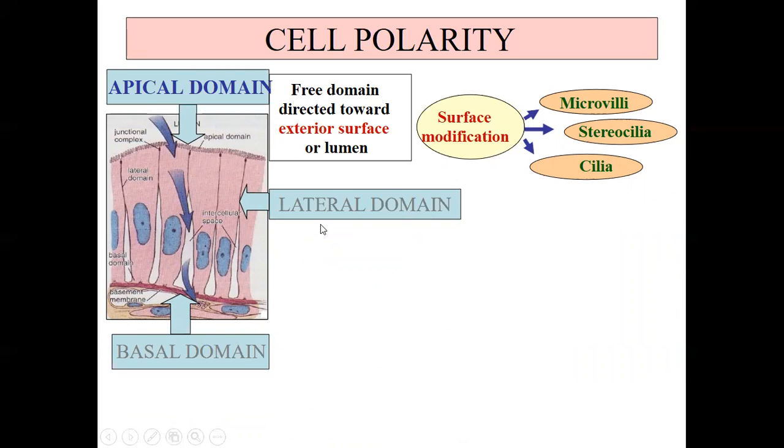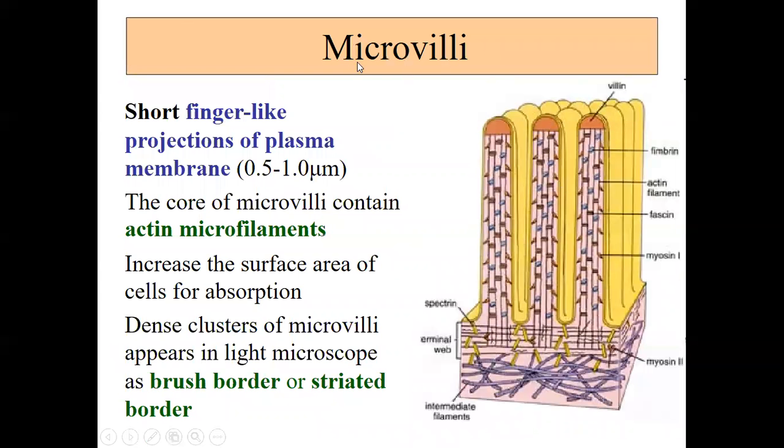Okay, now we're going to focus on the first part, which is the surface modification. We're going to discuss these three components: microvilli, stereocilia, and also the cilia. For the microvilli, so this is the microvilli. It is a short, finger-like projection of the plasma membrane. The plasma membrane is being projected. The length is about 0.5 to 1 micrometer.